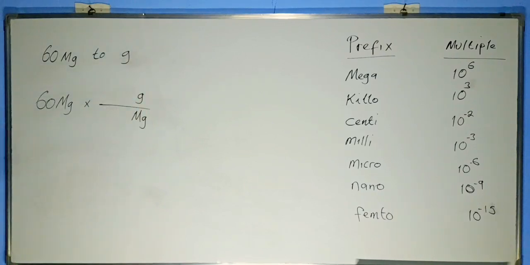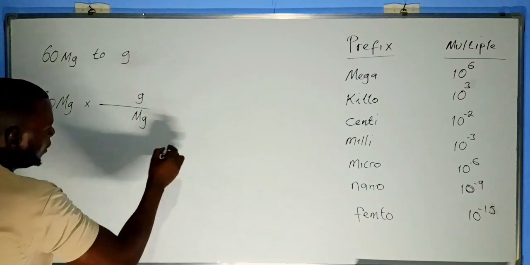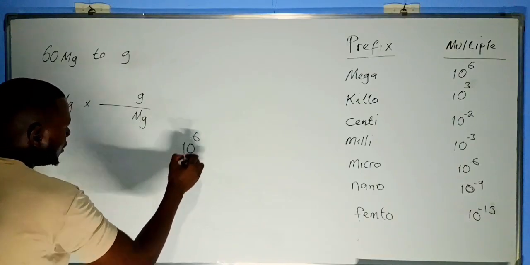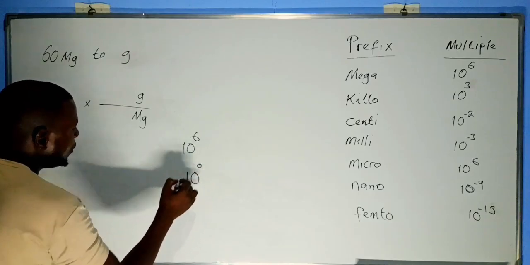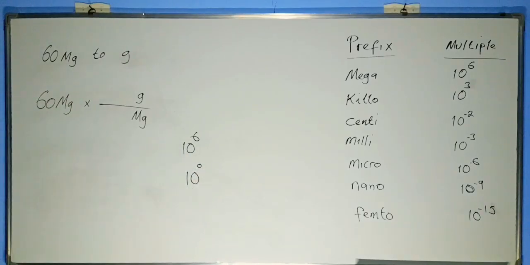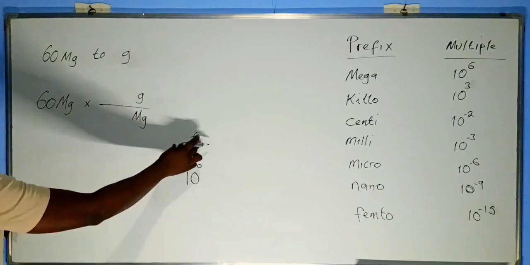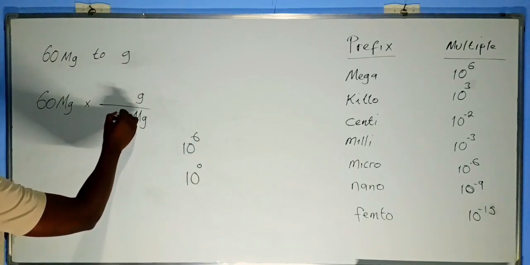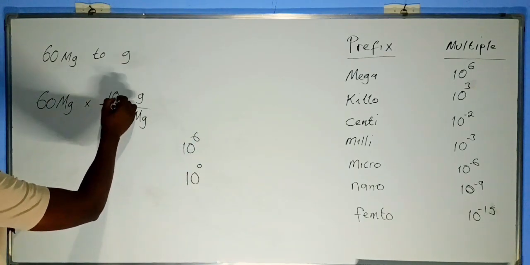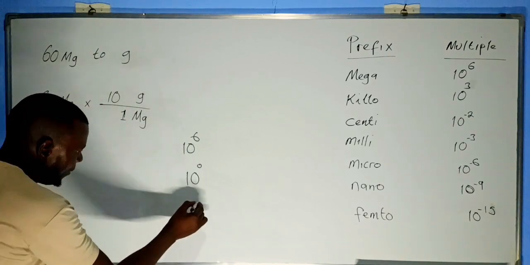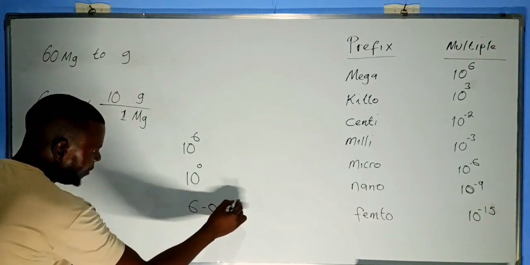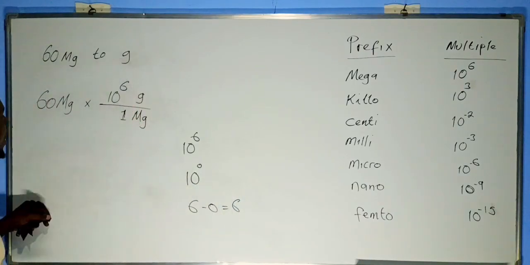And then all we have to do is pick our multiples again. Mega is 10 to the 6, and gram has a 10 to the power of 0. So the multiple for gram is 10 to the power of 0 in this case, and megagram is 10 to the 6. So this is greater than this. We'll say we have a 1 there, we'll have a 10 there, and the power will come from the higher power, which is 6 minus 0, this will just give us a 6, and the power we're going to have there is a 6.